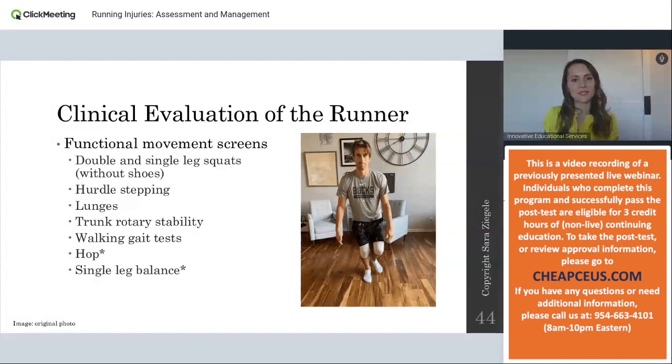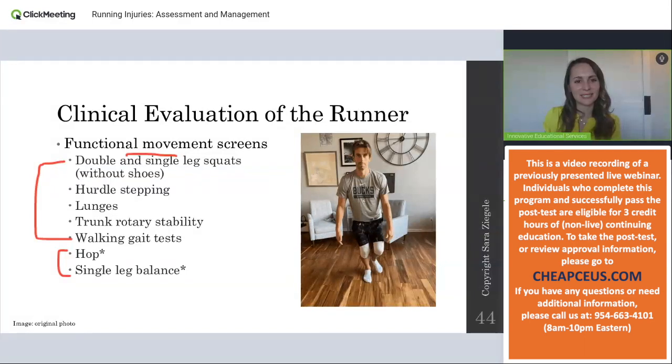Then I like to look at some of these things we would call functional movement screens. The first few on this list come directly from the research on how you should evaluate a runner in your clinic. The last two I put a little asterisk on because these are my personal additions to the research, just the ones I like to do in my clinic. So we'll talk about how they come together.